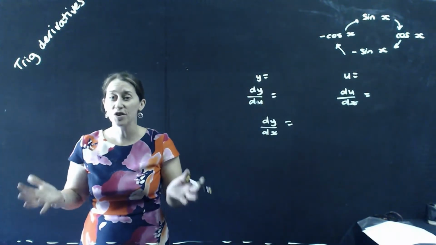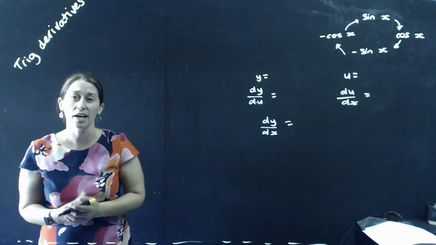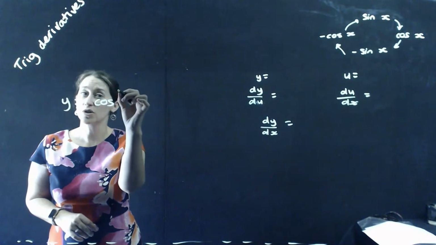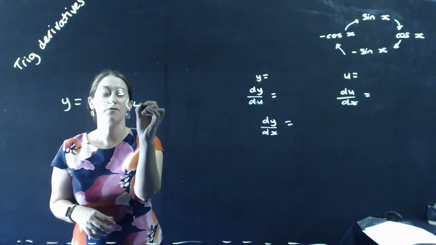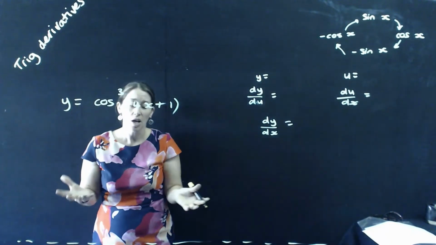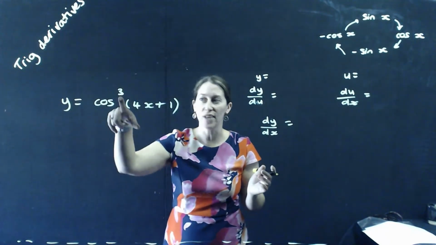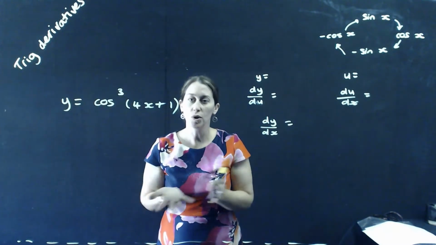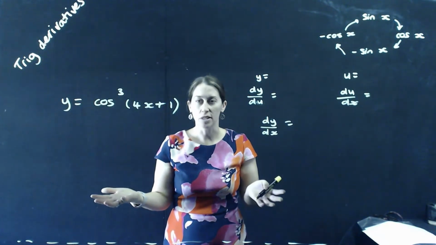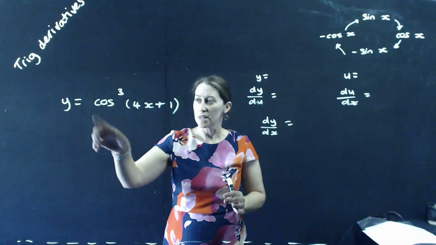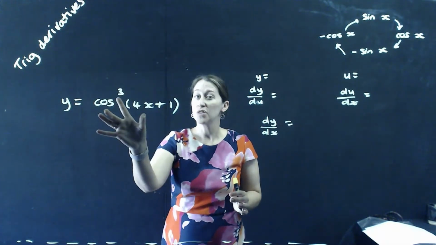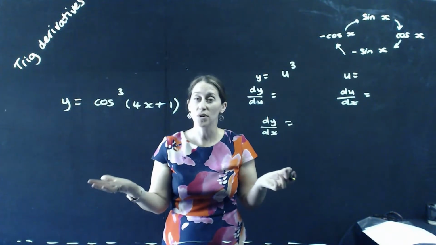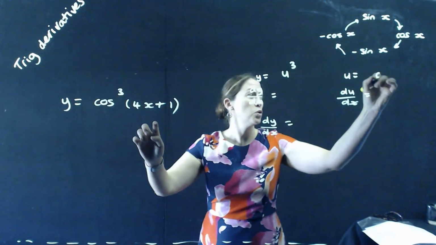There are times where we do need to use the chain rule and we can't predict what the outcome is going to be. For example, if we want to differentiate something that looks like this, cos cubed of 4x plus 1. Remember, when we cube or square a trig function, we write that in between these two parts. So this is actually cos of 4x plus 1, all cubed. We need to apply the chain rule to this because it's not as easy to predict its outcome. So let's have a look. We're cubing something, so our u is going to be this, and we want to differentiate u cubed, where u is cos of 4x plus 1.